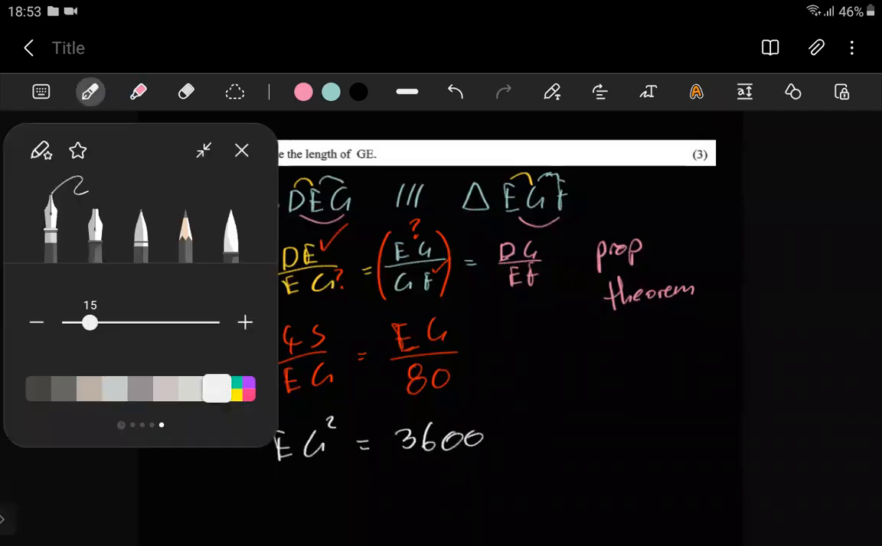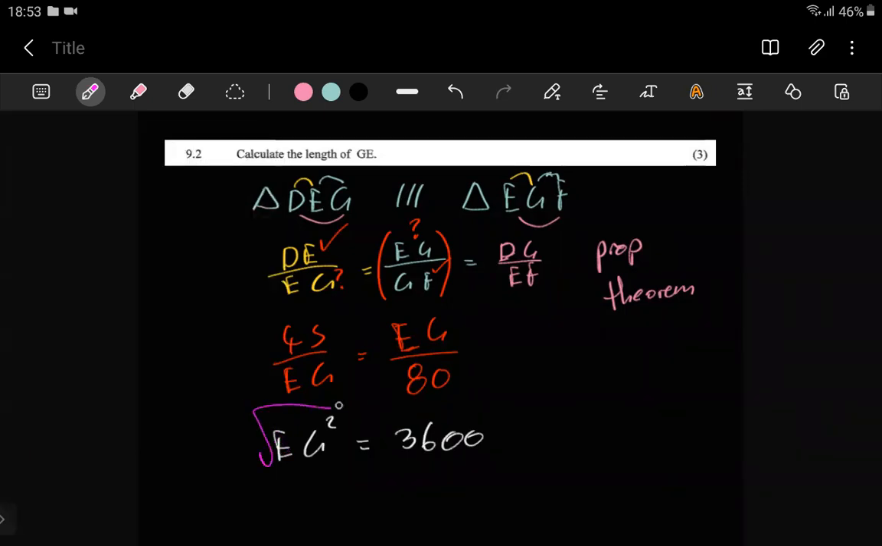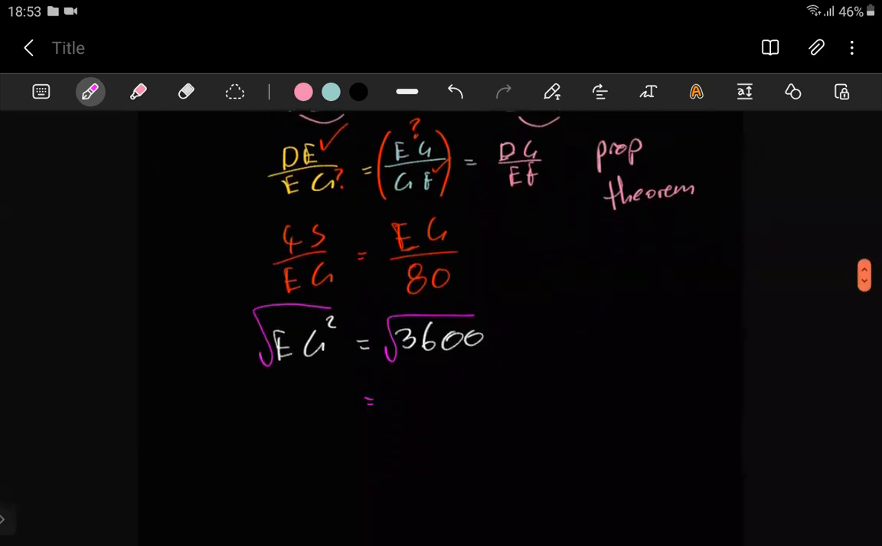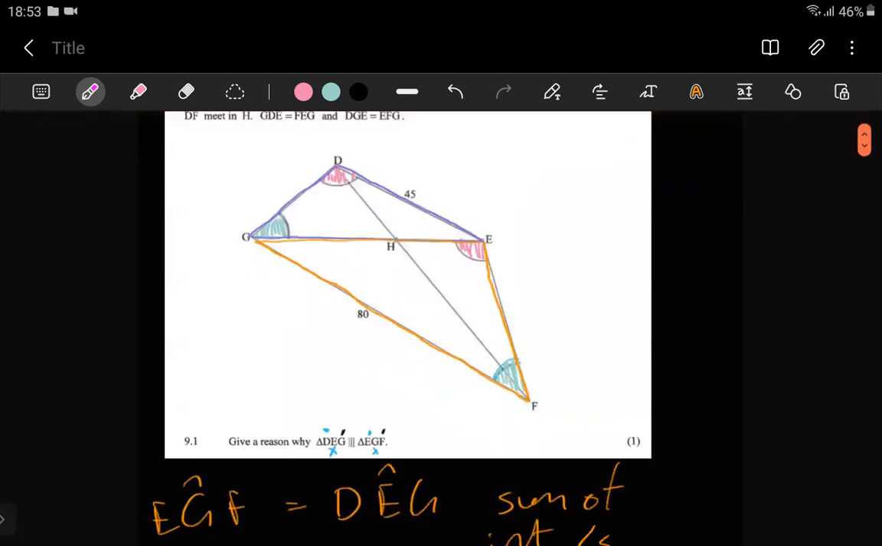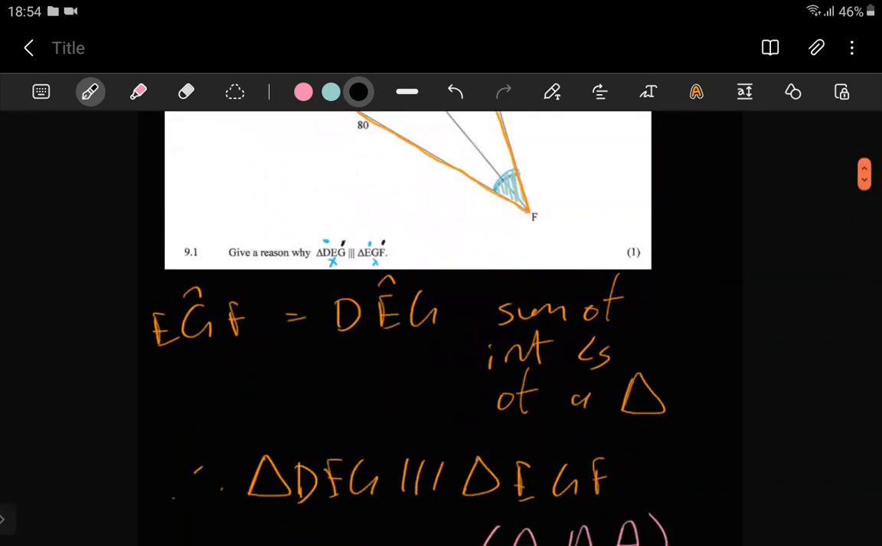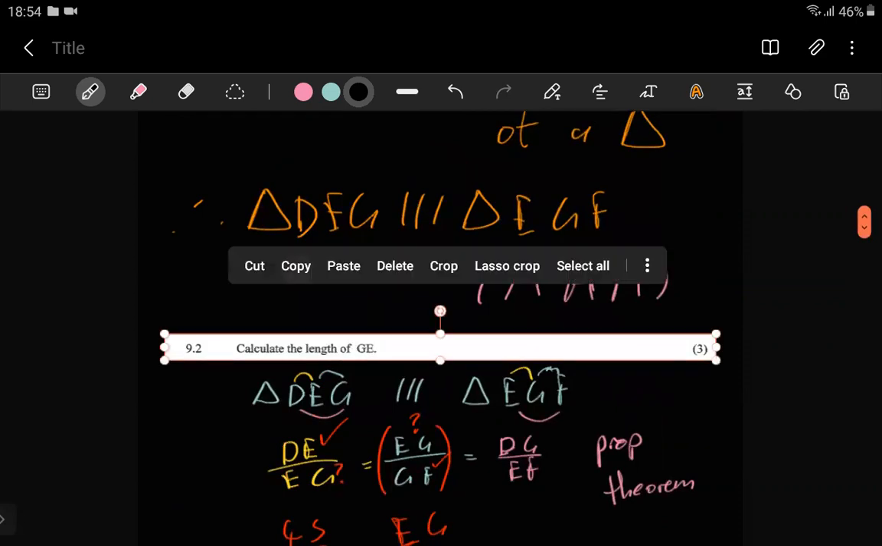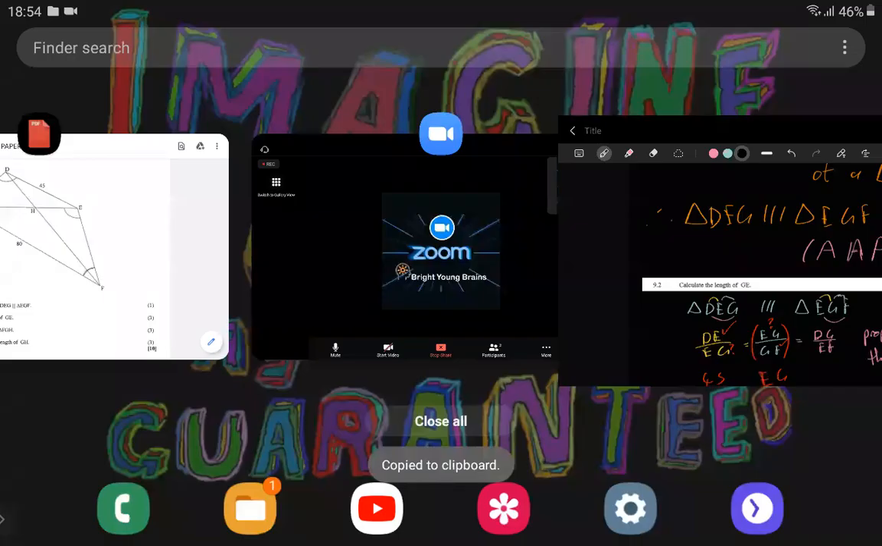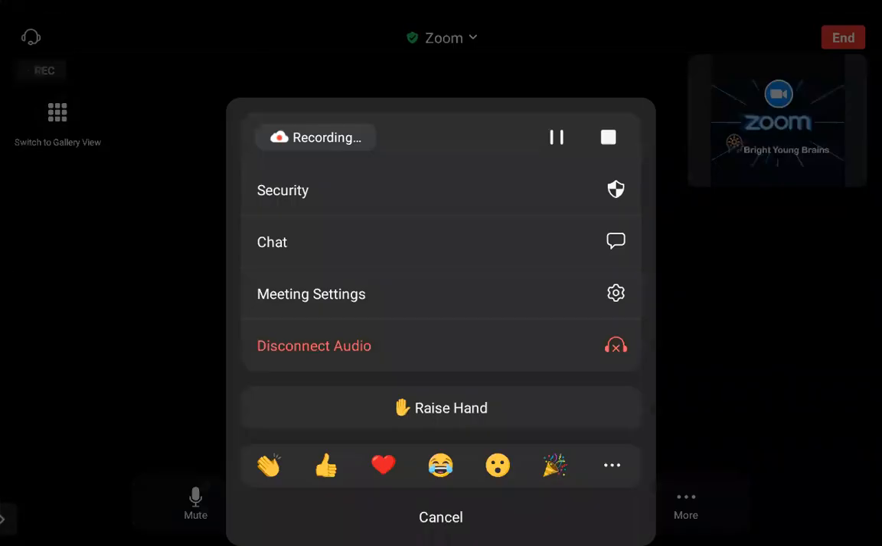Perfect. Now, from what we have here, we can just square root both sides. Square it here, square it here. This is EG. The square root of 3,600 is going to give us a 60. Perfect. Now you can see if you compare it to the other lengths, it fits. EG being 60 kind of matches: 80, 60, 45. It's in the zone. So we are certain of our answer. We don't have to think it's wrong or anything. So let's just look at the next question.